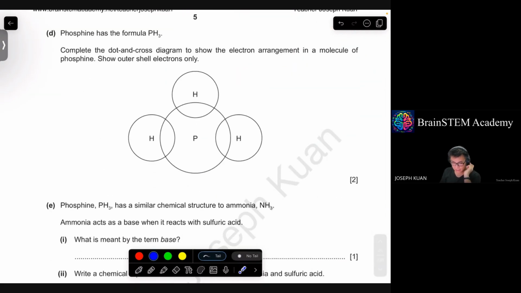Phosphine has the formula PH3. Complete the dot and cross diagram to show the electron arrangement in the molecule of this substance. Show outer shell electrons only.